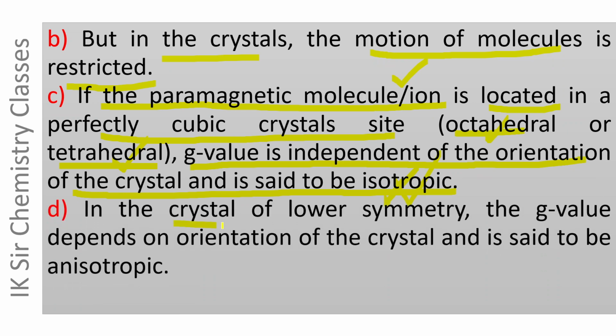In the crystal of a lower symmetry, the G value depends on the orientation of crystal with respect to magnetic field and it is said to be anisotropic. If the free radical is present in a crystal of lower symmetry, the G value depends upon the orientation of crystal with respect to applied magnetic field and it is anisotropic.